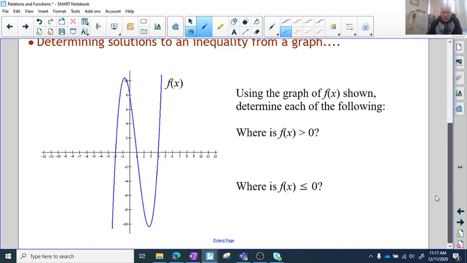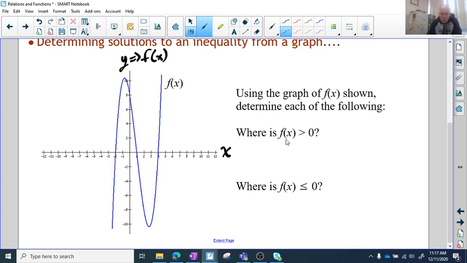Looking at a graph, let's suppose this was some function f of x, and I was trying to use this graph to determine the answers to each of the following. The first one says, where is f of x greater than 0? This is the graph of f of x. Now on a graph, this is typically your x-axis, and this would be your y-axis. Well, y could be interchanged to mean the same thing as f of x. So this is your f of x axis, and this is your x-axis.